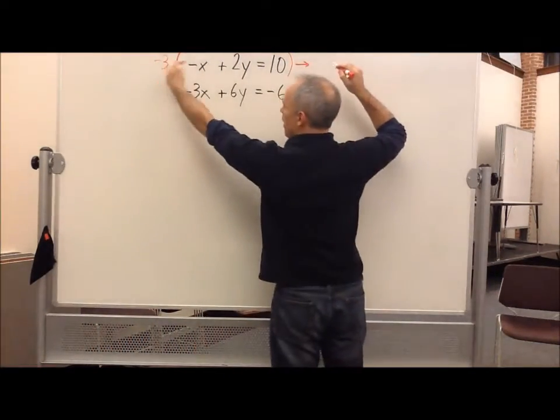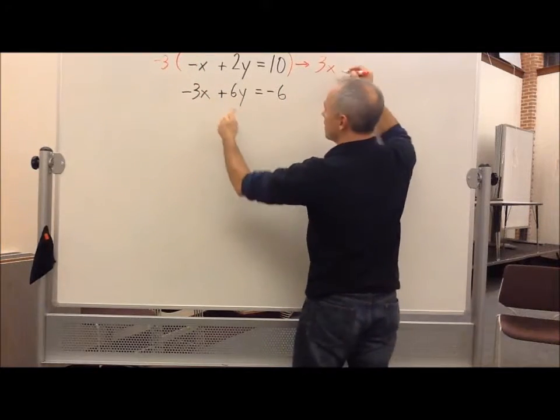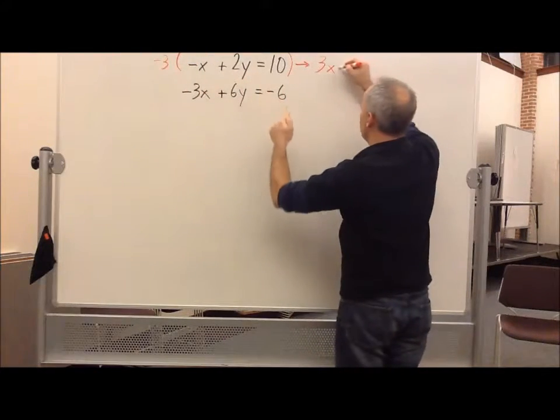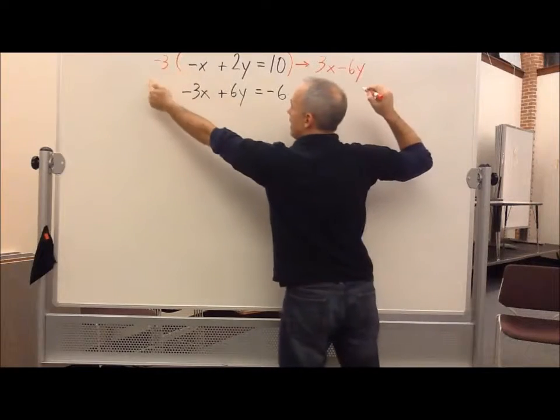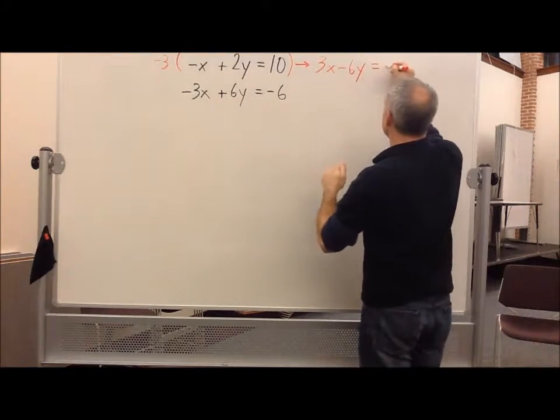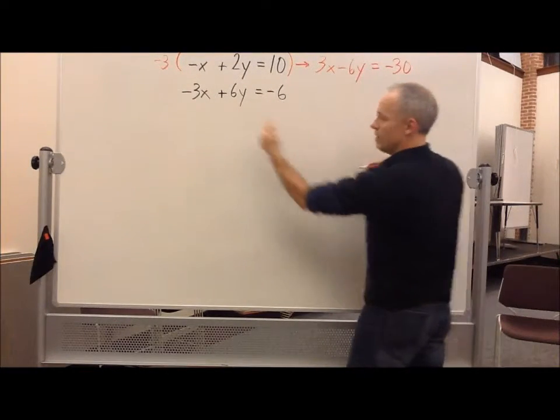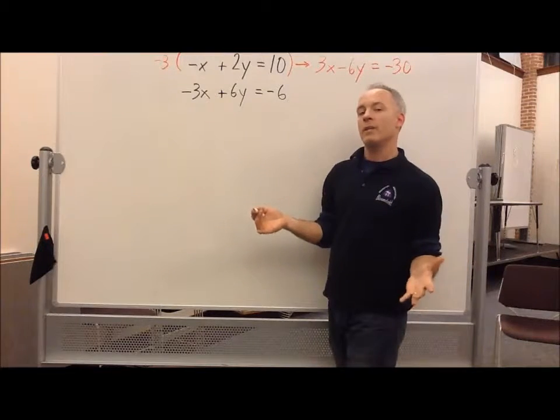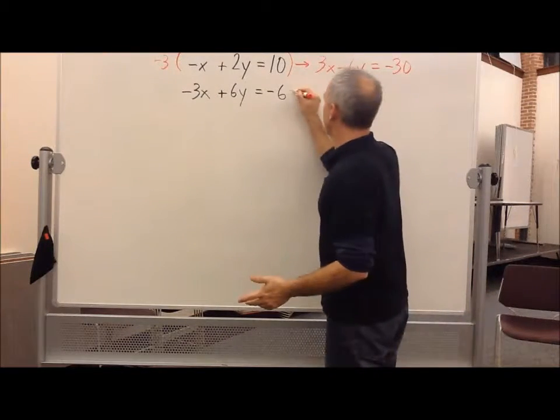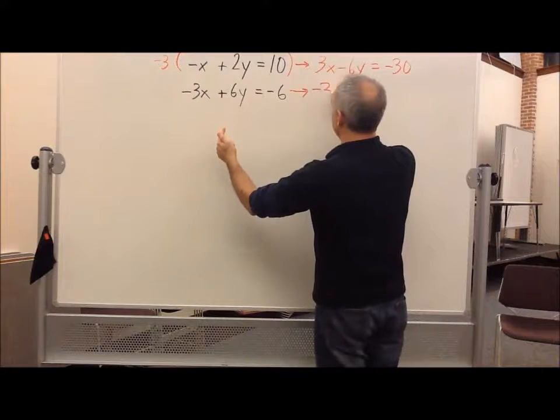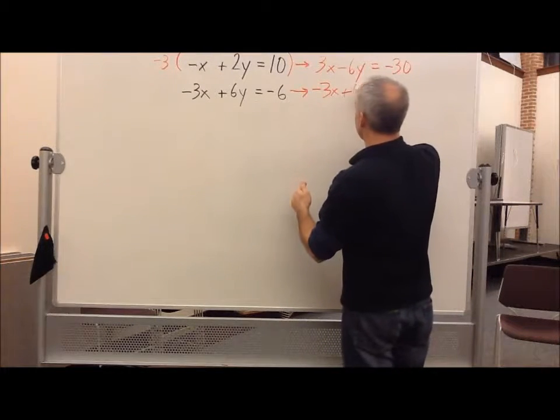This first equation becomes positive 3x, negative 3 times 2y is negative 6y, and negative 3 times 10 is negative 30. This equation we don't need to multiply by anything. We can just keep it as is, because we have a zero pair in our x terms.